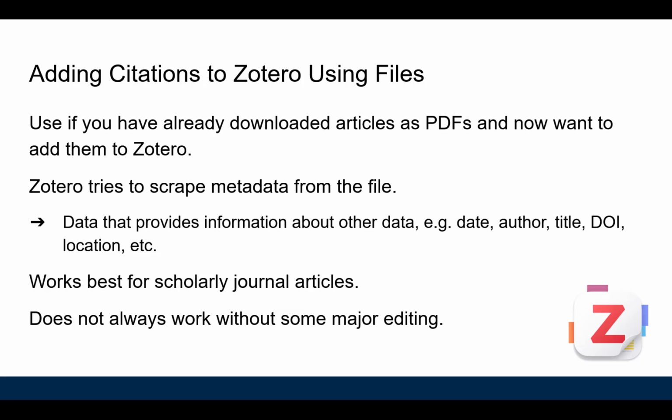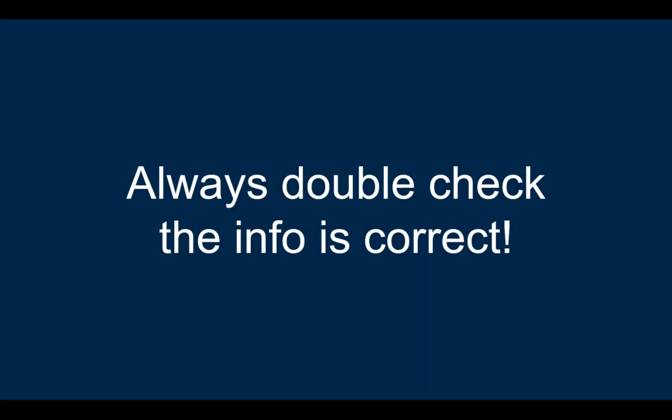Adding citations this way works best for scholarly journal articles because that metadata is mostly correct and complete on those. But for other types of files, it does not work, especially without some major editing. So it is always good to double check that the information is correct, whether you are importing a journal article this way or you are uploading another type of file. And we're going to see some examples of why this is really important here.